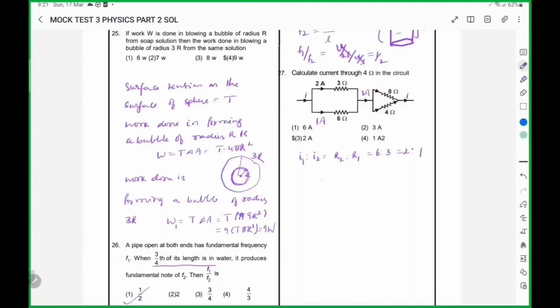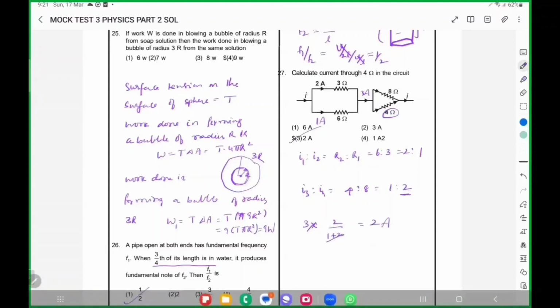So that 3 amperes current is again distributed among 8 ohms and 4 ohms in the ratio I3 is to I4, which is 4 is to 8. So 1 is to 2. So less resistance, more current passes through it. That is 3 amperes current is distributed in 4 ohms as 2 by 1 plus 2. 2 amperes current flows through this.